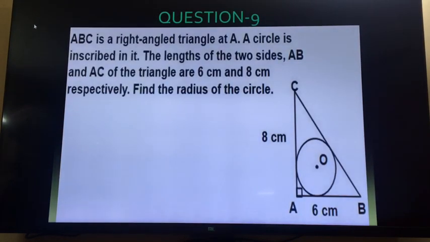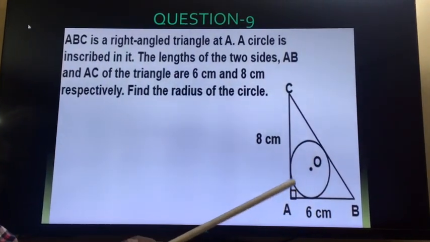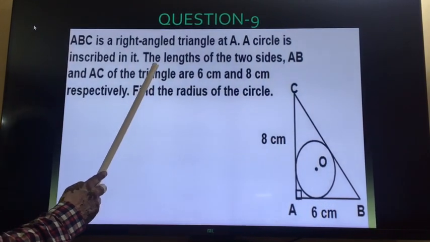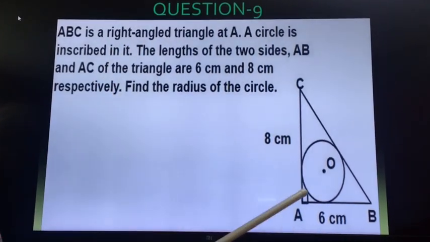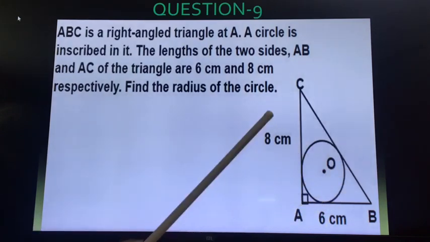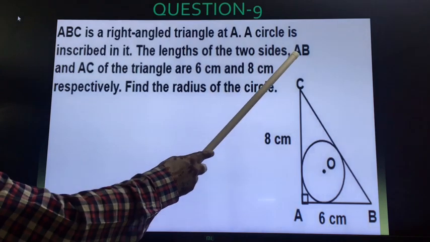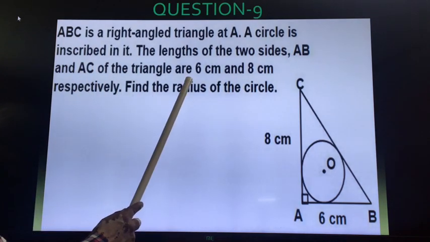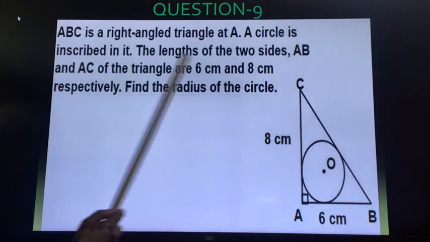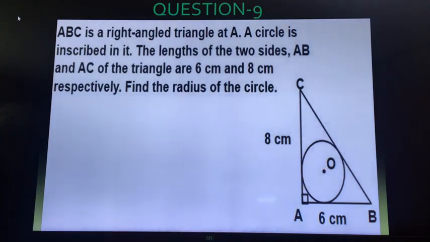Now question number 9. ABC is a right angle triangle. Angle at A is 90 degree and a circle is described in it. Inside of this one circle is drawn and this circle is touching all the three sides at a point. Here the lengths of two sides AB and AC of the triangle are 6 and 8, so AB is equal to 6 cm and AC is equal to 8 cm respectively. You have to find out what is the radius of this circle. So this is the question.